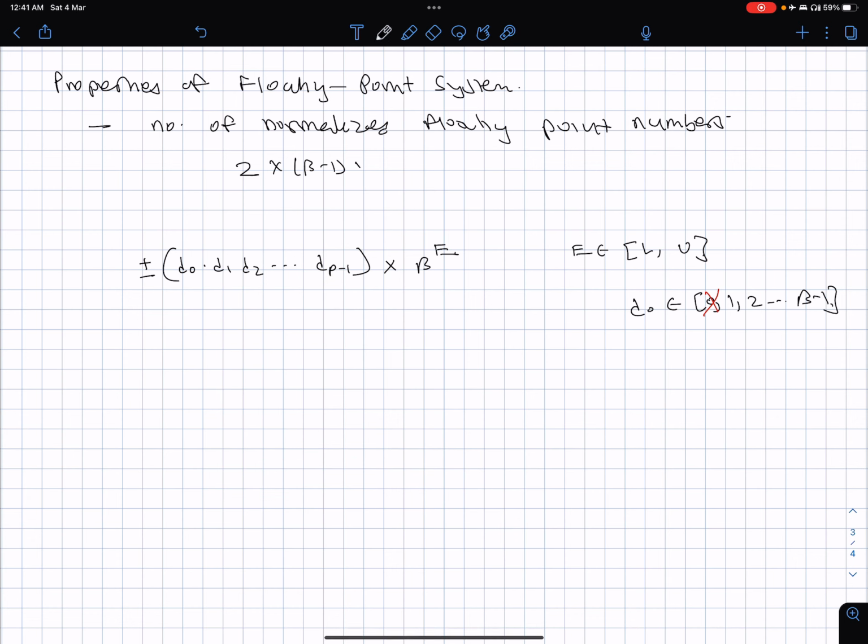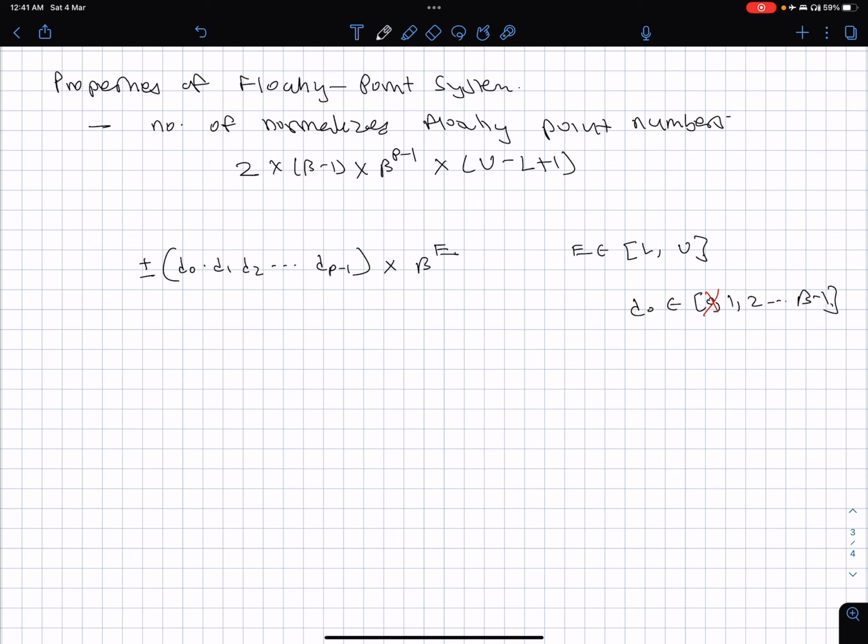So therefore, you will get the next term here as beta to the power p minus 1. And this can be done for every specific choice of E. And how many choices of E are available? U minus L plus 1. This is the choice which is available to you.